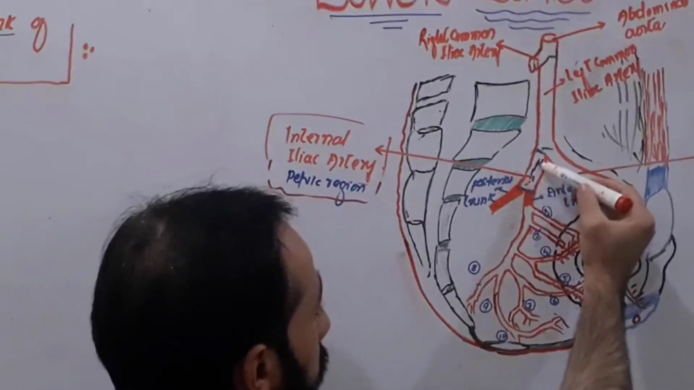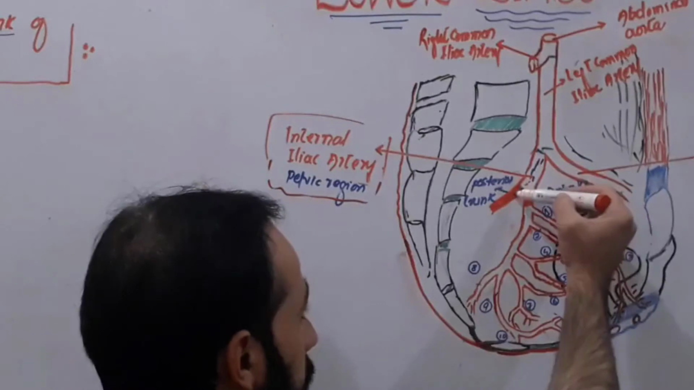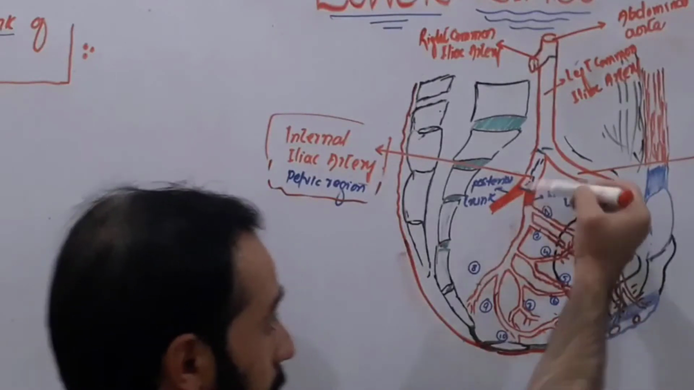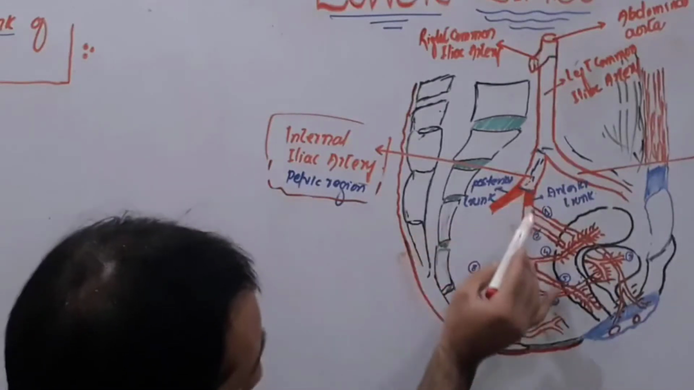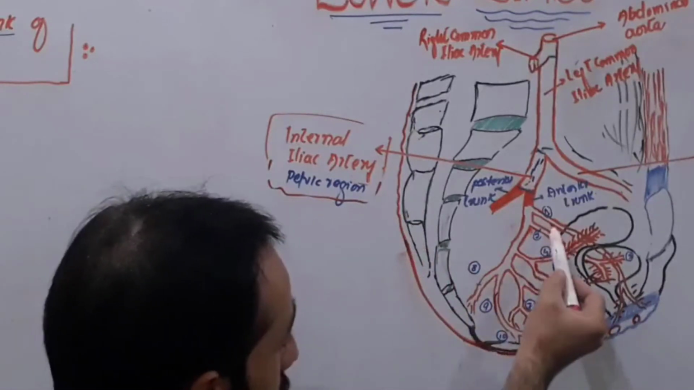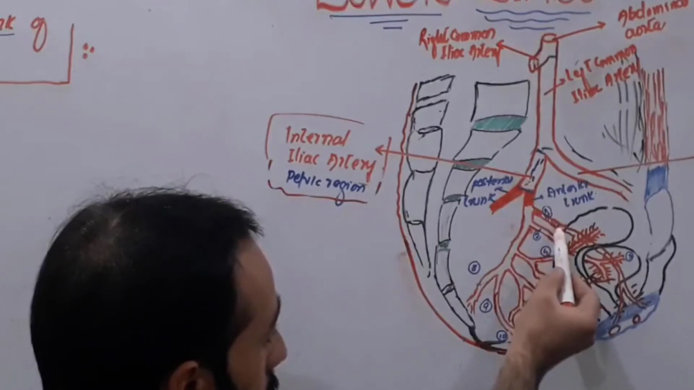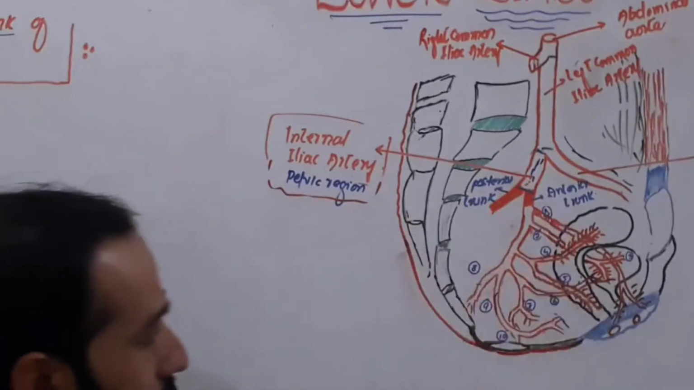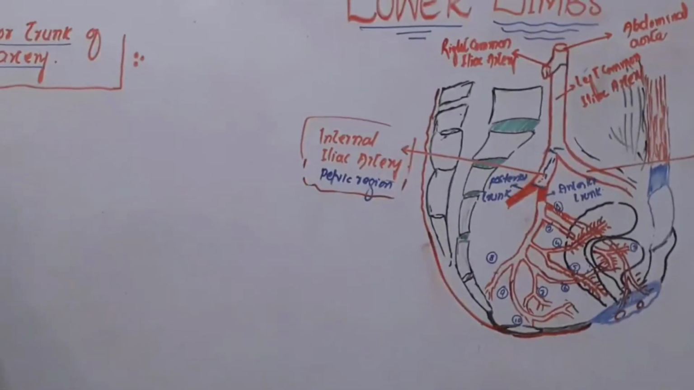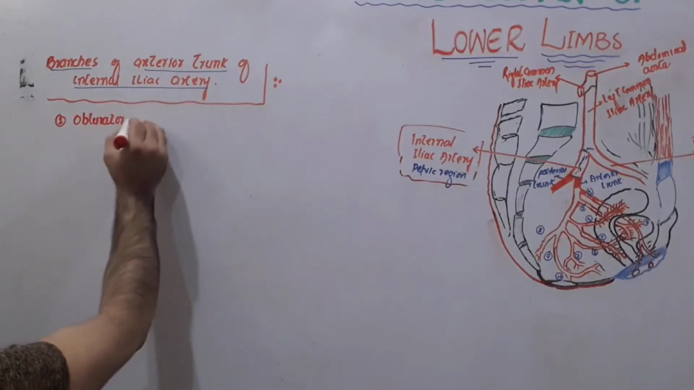Right, first of all, let us discuss the branches of the anterior trunk of the internal iliac artery. The first branch this artery gives, let me show you. Look here carefully. This is the internal iliac artery, and this is its bifurcation point. It gives off a posterior trunk and an anterior trunk. This anterior trunk starts giving off small branches. This is the first branch, and it is called the obturator artery.